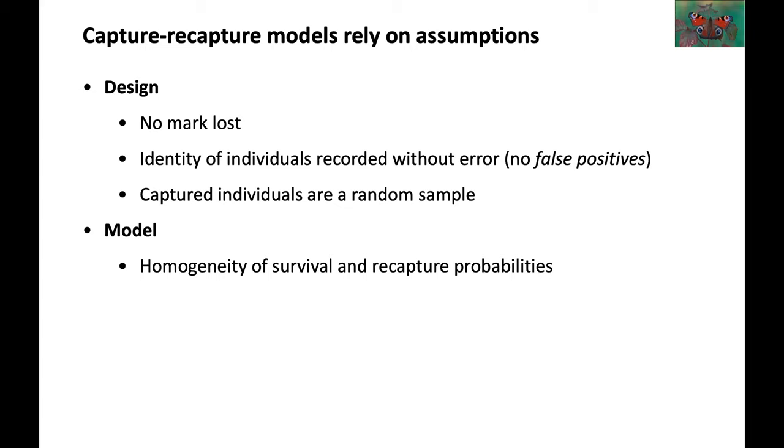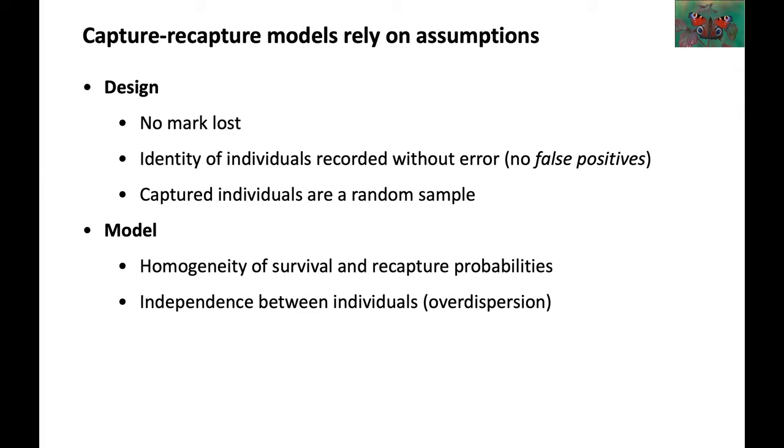In their simplest form, capture-recapture models assume that there is homogeneity in the survival and recapture probabilities, no individual variation, for example. Obviously, individual variation is the driver of many processes in ecology and evolution, and we'll see how to relax this assumption in a minute. Another assumption is that individuals should be independent of each other.